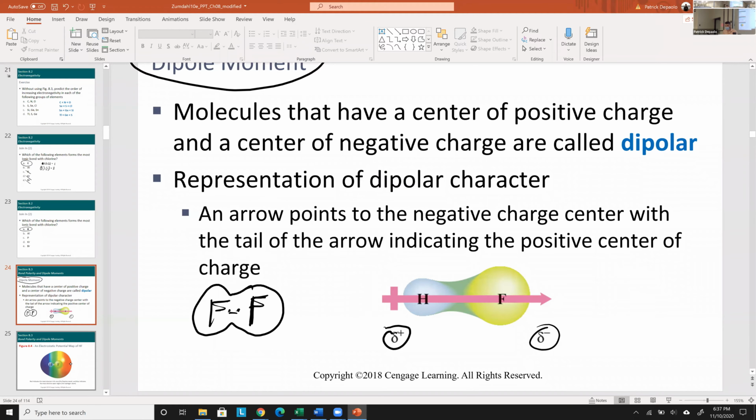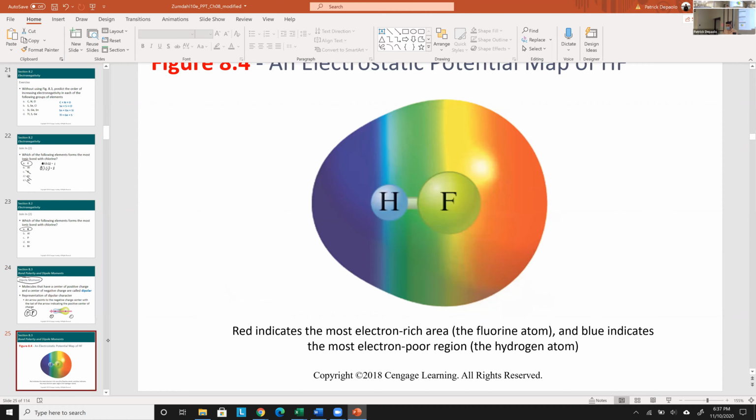So good. Yeah, so here's another look at a dipole. Here's the heat map. This would be partially negative, this would be partially positive. The red indicates electron rich, the blue indicates electron poor.